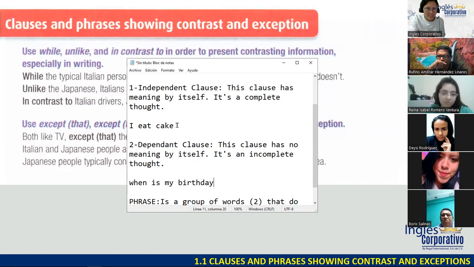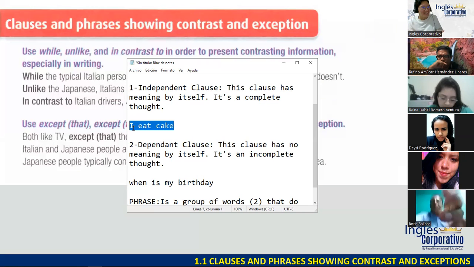The first one over here, I eat cake, has meaning on its own, right? If I say, hey, hi, I eat cake, and you will say, great, good for you. I like cake too, I eat cake too, right? But if I say, when is my birthday, you will see like, yeah, when is my birthday? I don't understand. Are you asking me a question? When is your birthday? Or you are telling me that you do something when is your birthday, right?